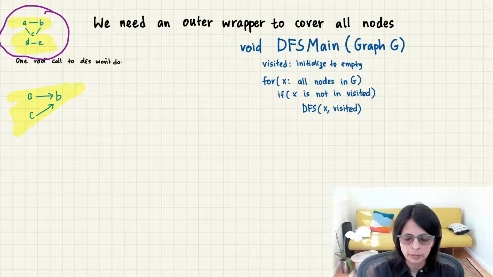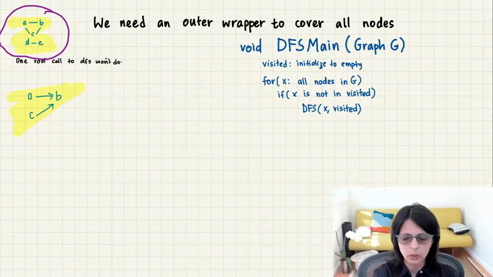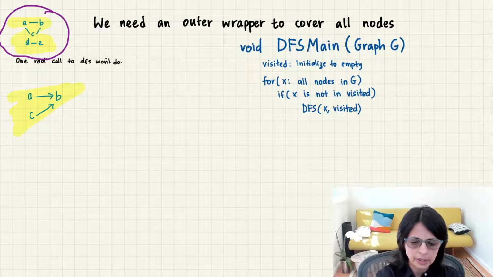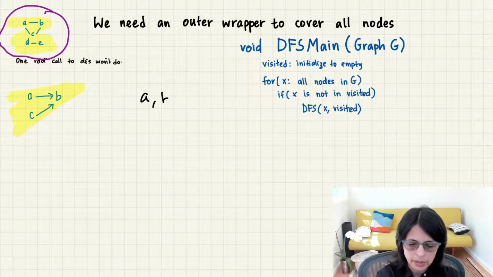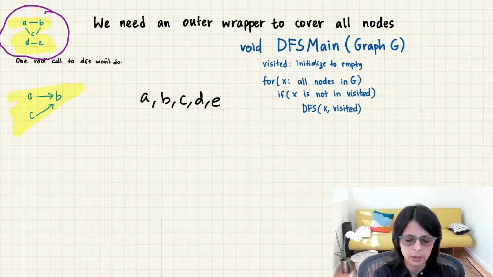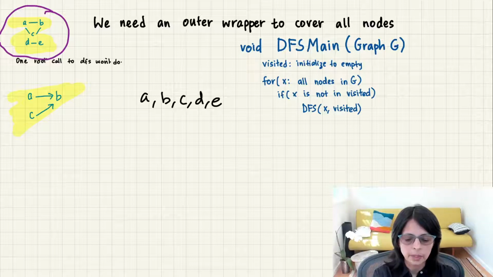What's going to happen when we run this outer wrapper on this particular example? Let's say the sequence in which it processes the nodes is A, B, C, D, E. Then what's going to happen? It's going to call DFS on A because A will not be visited in the beginning. And that DFS on A will end up exploring A, B, and C. Then it's going to try and call DFS on B, let me highlight this, in this for loop here.